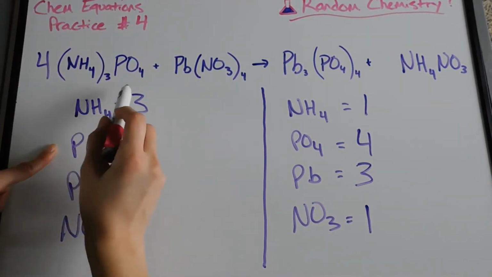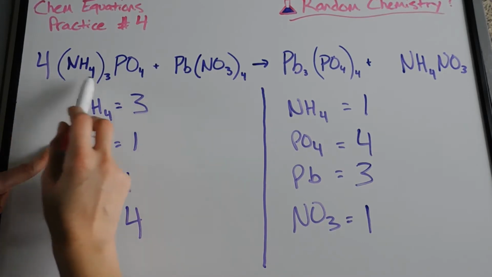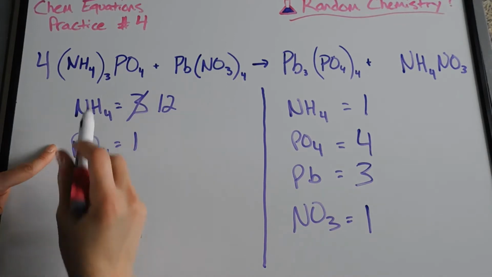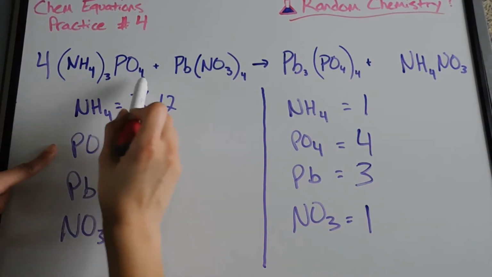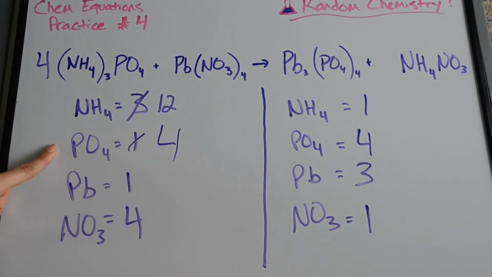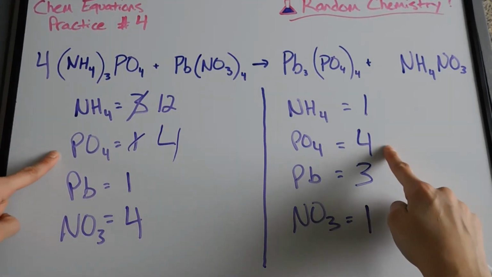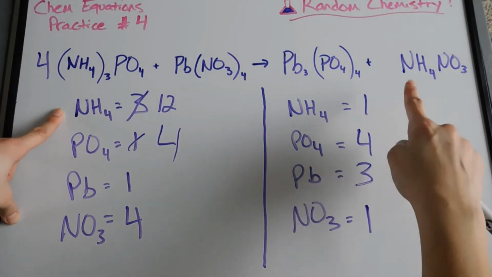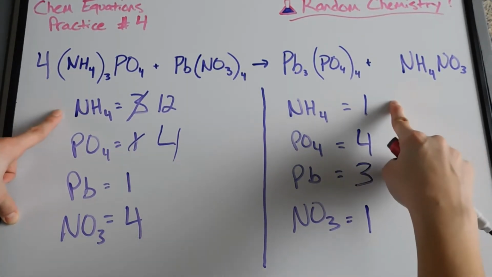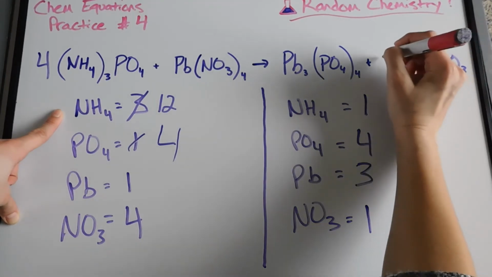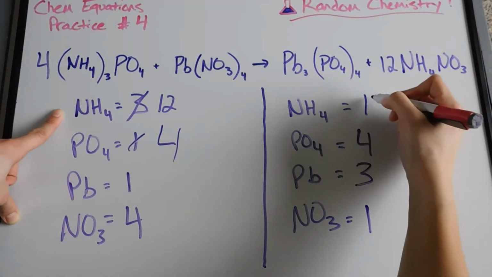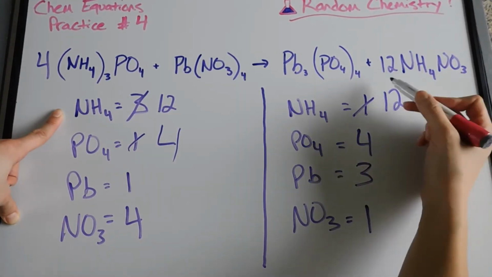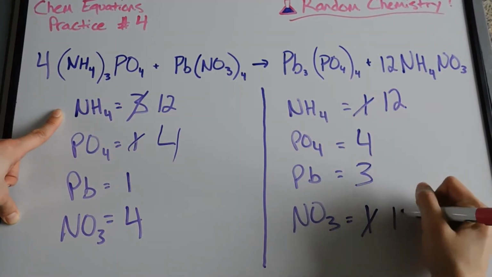And remember that changes everything in my formula. So now 4 times 3, I have 12 NH4. And then I have 4 times 1 is 4. So my PO4 is balanced. Let's go ahead and work on my NH4. There's 12 on this side, and I only have 1 on this side. So to get to 12, I need a coefficient of 12. So that brings me to 12, but that also changes my NO3. So 12 times 1 is also 12.